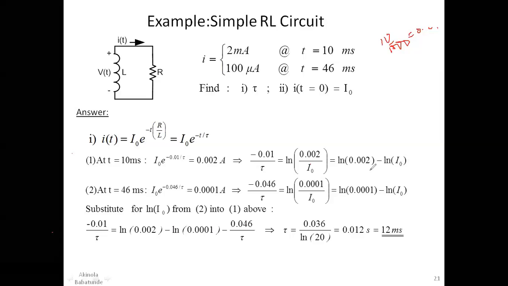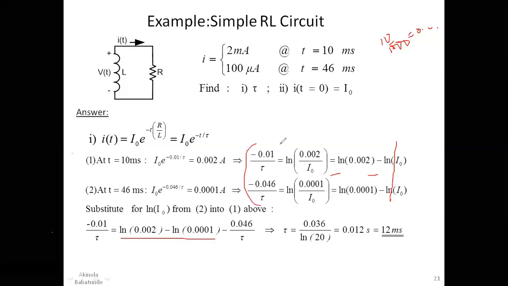You will see that you have minus ln I naught minus plus ln I naught. So minus turns this to plus, which means we eliminate these two eventually. Also, subtracting here will make ln 0.002 minus ln 0.0001, which is exactly what we have here. And then what else do we have? We have these two left.